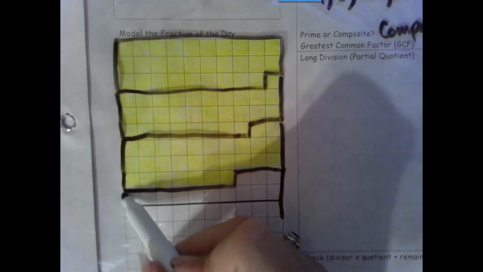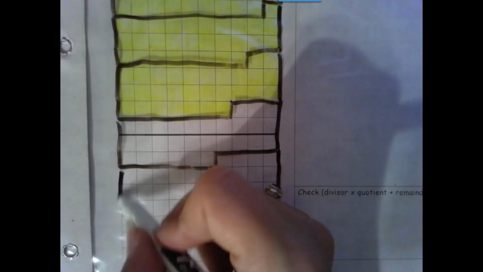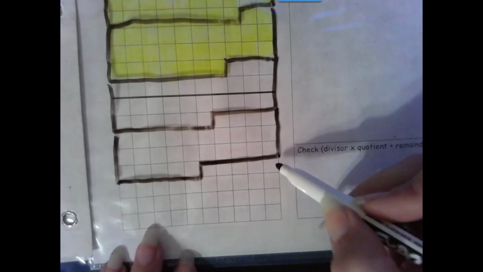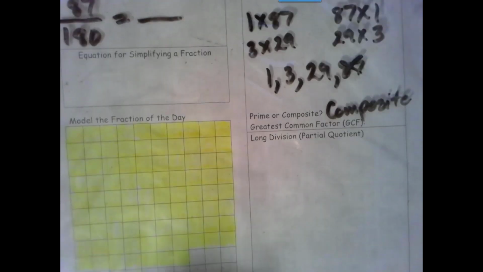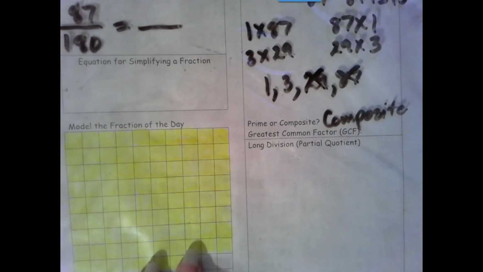3 plus 20 is 23, plus 6 is 29. 4 plus 20 is 24, plus 5 is 29. 5 plus 20 plus 4 is 29, and we have 6 left over. We have a remainder of 6, so that means 29 is not a factor. I can divide by 29, but then I have a remainder, and we don't want any remainders for factors. Now let's try 3.